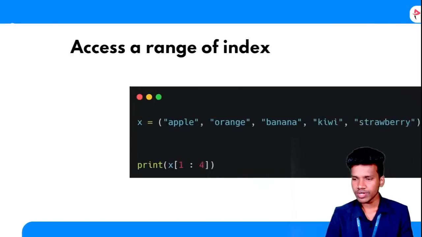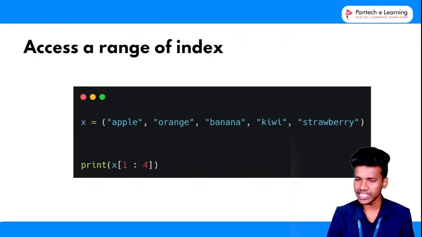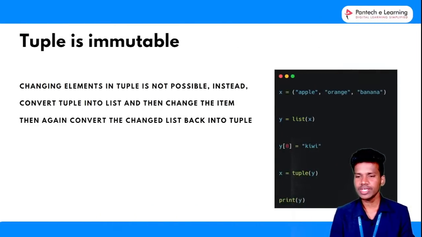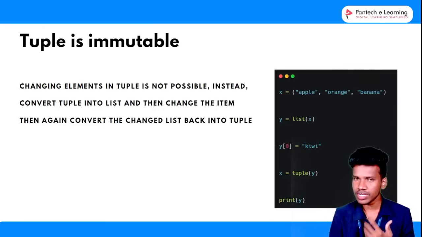Okay. So next one, accessing a range of index. This is also the same slicing method, similar to the list. Tuple is immutable, I already told, right? If you want to change the items, what will we do? We cannot directly change the items in a tuple. If we want to change the items, we use one method only, right? We have a tuple, and we convert it into a list. Then only we can access and change the items.